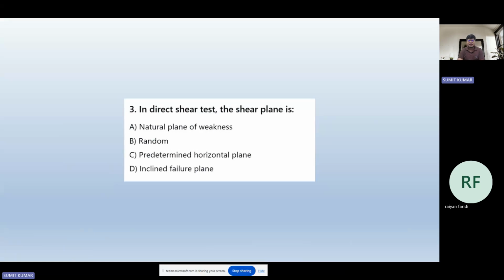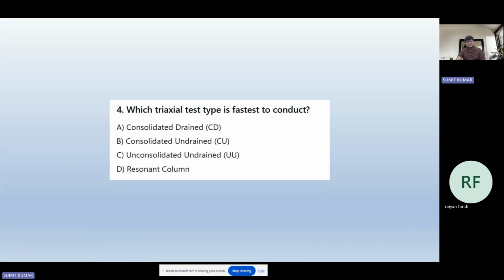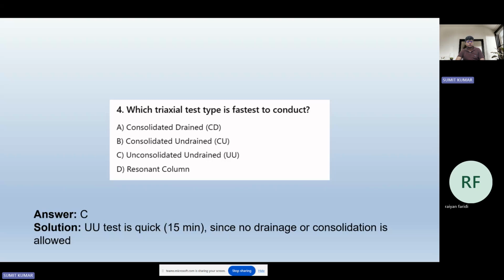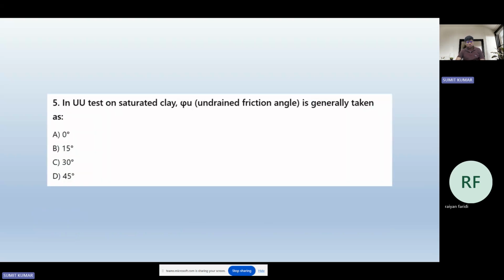Now, the next question says: in the direct shear test, the shear plane is a natural plane of weakness, random, a predetermined horizontal plane, or an inclined failure plane. If you remember the discussion in this class, it is a predetermined horizontal plane. So option C is correct: predetermined shear failure plane. Next question: which triaxial test type is the fastest to conduct? I have said that the UU test is the quickest test, so option C is correct. Other options are the CU test and CD test. The UU test takes 15 minutes, while other tests take up to 1 day to keep the sample in that position. Those discussions are already there.